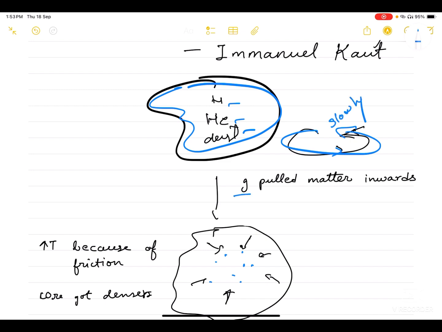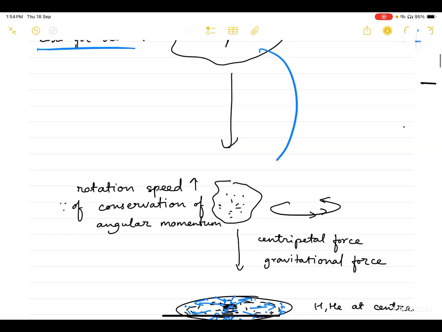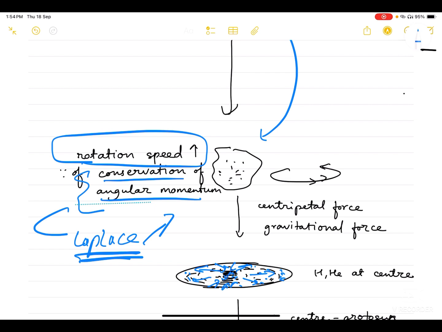When gravity started acting on it, it started to pull matter inwards, which led to the core getting denser. As matter was colliding with each other, due to friction, the temperature started rising. As the cloud got smaller, in order to conserve angular momentum, the speed of rotation increased. The conservation of angular momentum here was explained by Laplace.